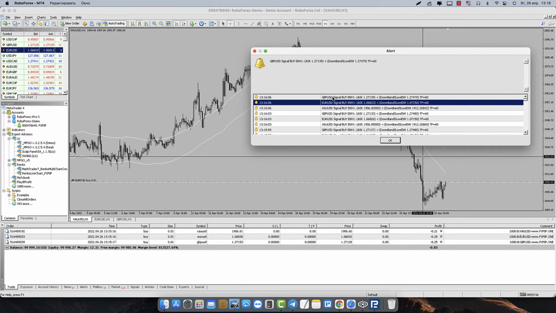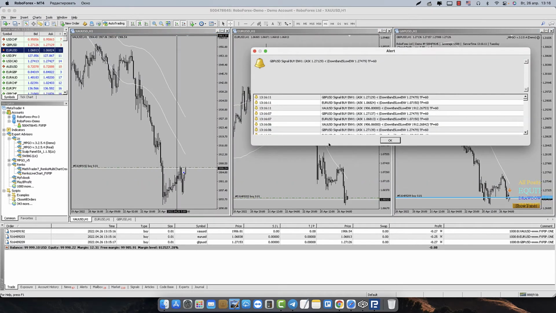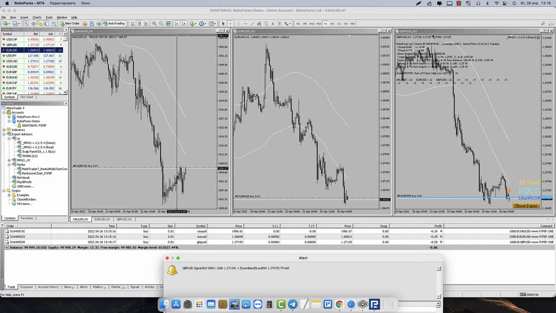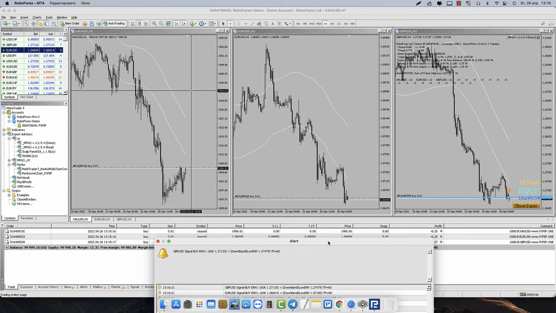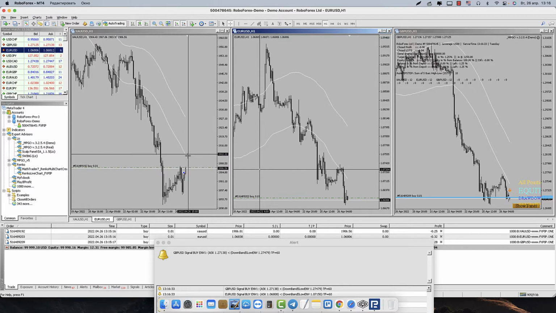It tells you for all pairs from one chart. As you can see, I show you like this. The robot works on one chart for other pairs too. No need to attach the robot to all pairs. It will be a big mistake. So the same, you see that EUR/USD has a buy signal because the current price is below the down slow envelope. For XAUUSD, EUR/USD and GBP/USD, the same buy signals.